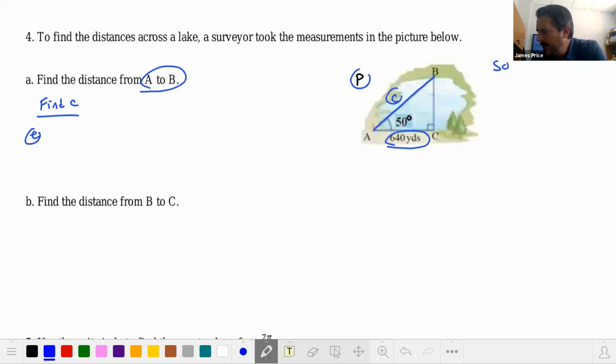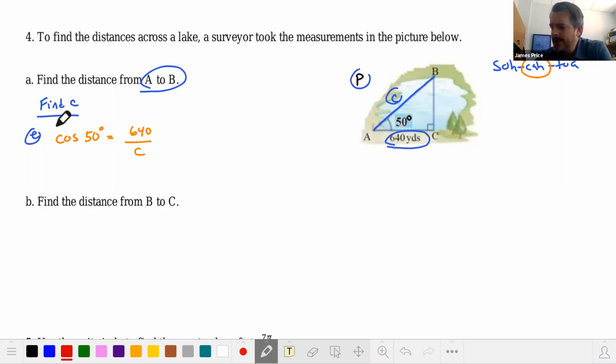So if we're doing SOHCAHTOA, think for a minute and decide which part you are going to use: the SOH, the CAH, or the TOA. Notice you have the adjacent side, and you want the hypotenuse. So I'll use the CAH. The cosine of the angle, which is 50 degrees, is equal to the adjacent side, which is 640 yards, divided by the hypotenuse, which we call C. And we just basically solve this for C.